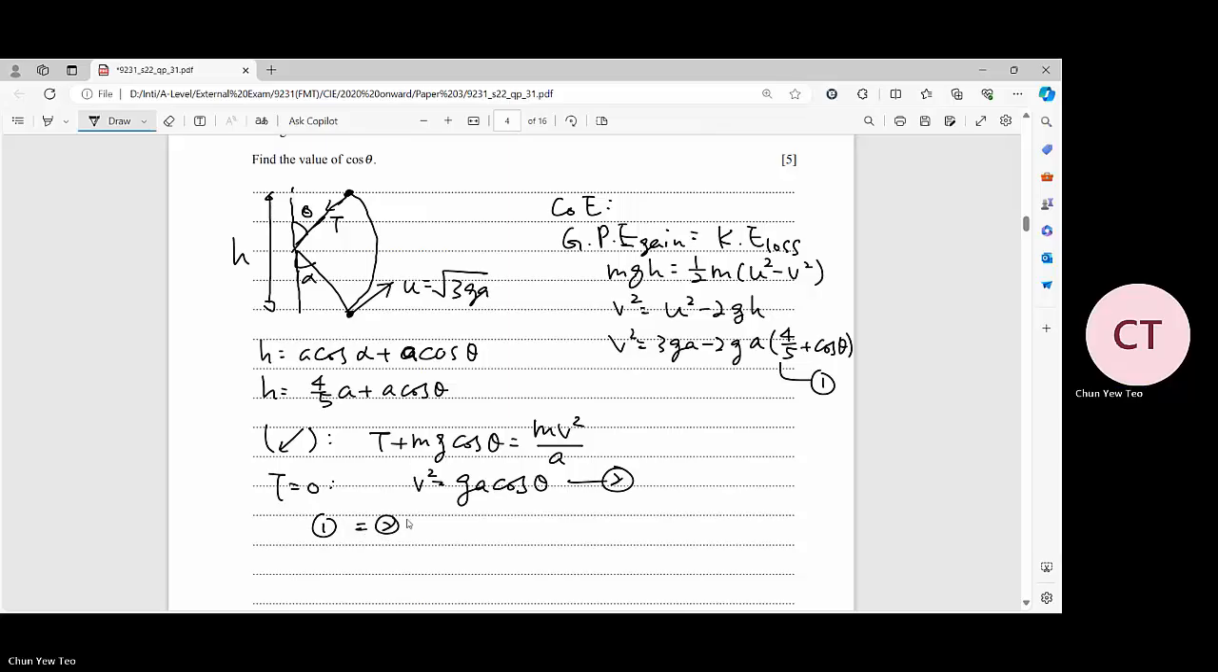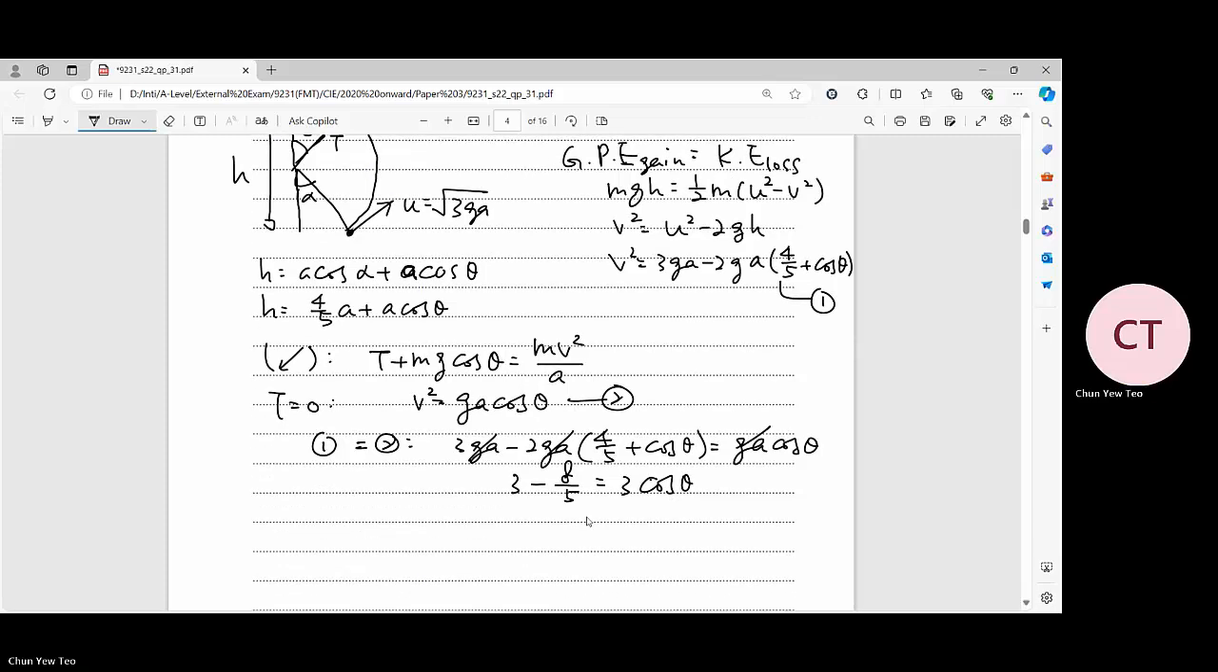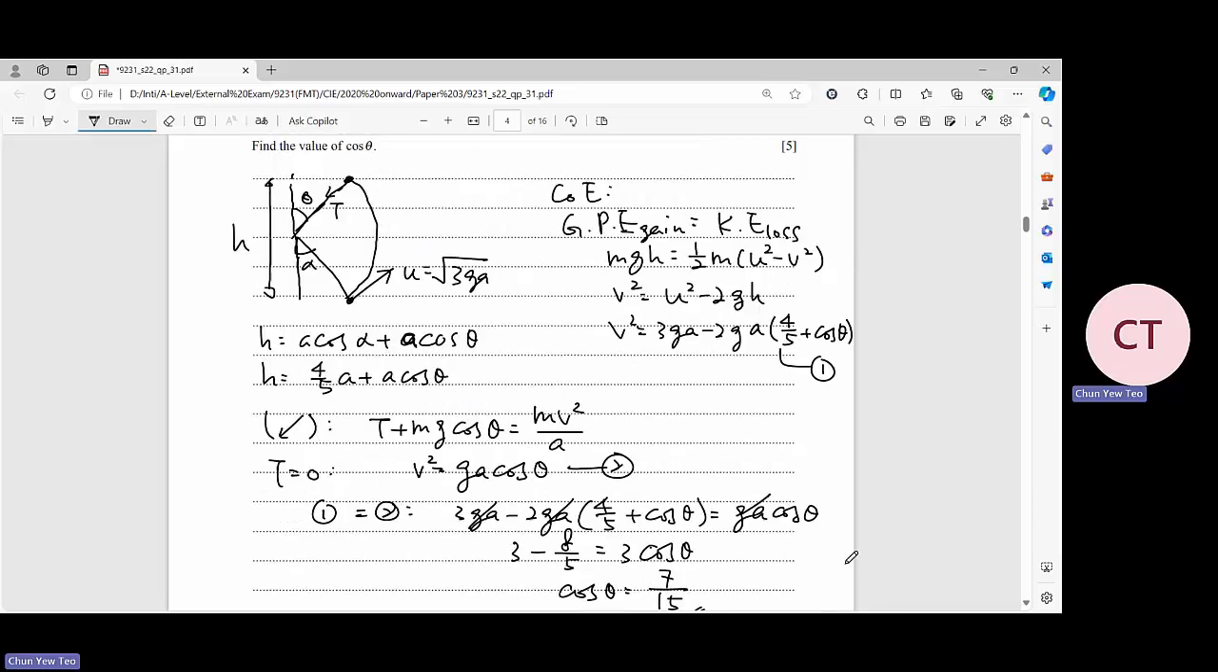1 equal to 2. So you have 3ga minus 2ga times 4 over 5 plus cos theta is equal to ga cos theta. All the ga can cancel. So you have 3 minus 8 over 5 equal to 3 cos theta. Then join together, you have cos theta is equal to 7 over 15. Done. That will be the answer for question number 2.